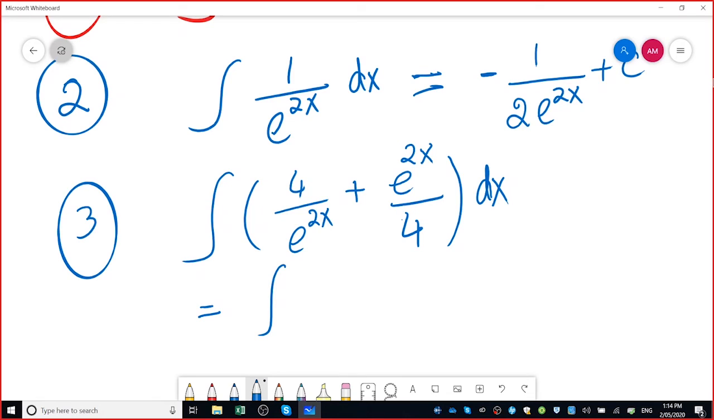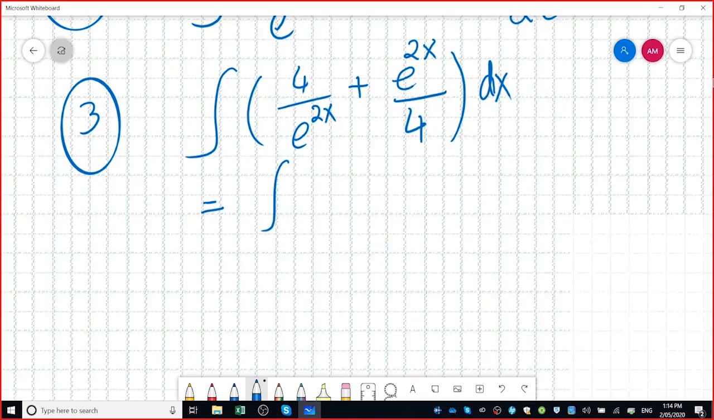First of all, let me know the answer and then we see whether we need to go further. The answer I got was negative 2 over e to the power of 2x plus e to the power of 2x over 8. And plus c naturally. Yes, plus c. Can you guide me how to do this?